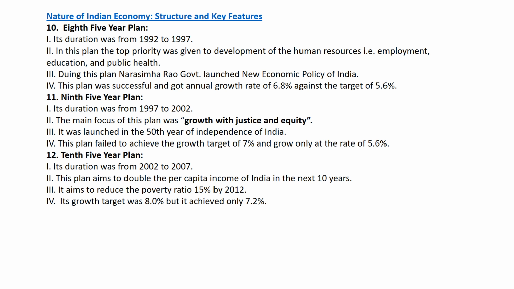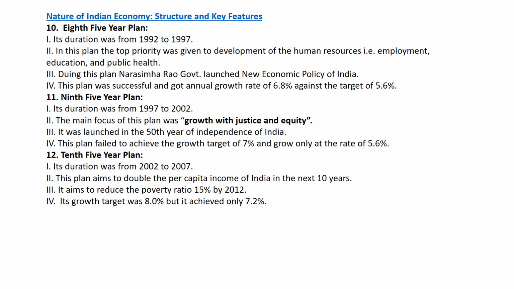Now, lastly, discuss 8th 5-year plan. Its duration was from 1992 to 1997. In this plan, the top priority was given to development of the human resources, that is, employment, education, and public health. During this plan, Narasimha Rao government launched new economic policy of India. This plan was successful and got annual growth rate of 6.8% against the target of 5.6%.